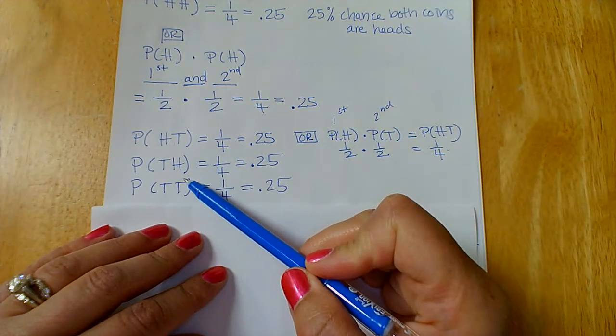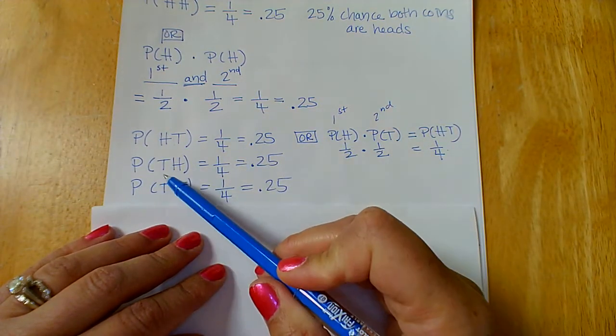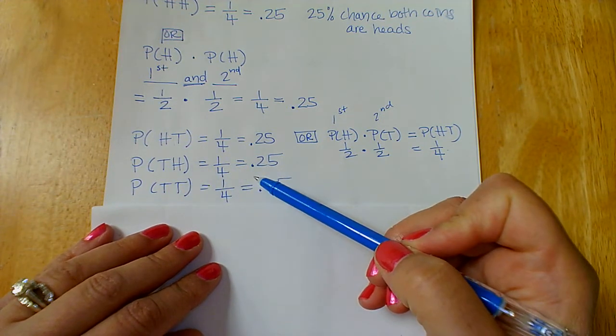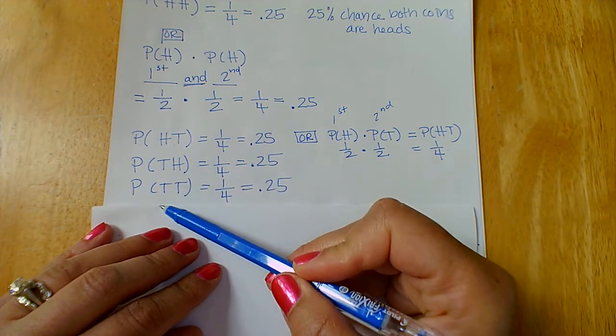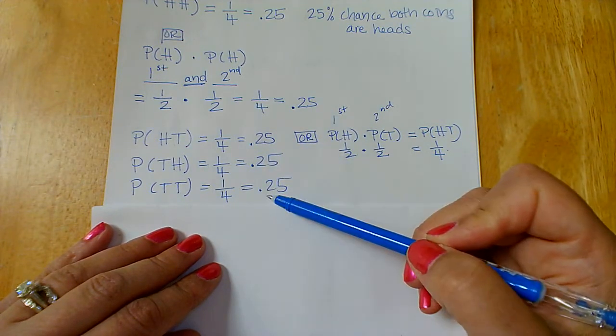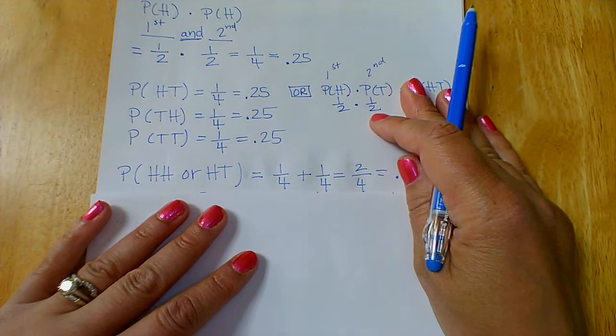So heads, tails, heads, probability of tails and probability of heads, tails on first, heads on the second, same exact thing, 0.25. Probability of tails on the first and tails on the second, same thing, 0.25. So notice they're all 0.25s. Okay, how about this one?